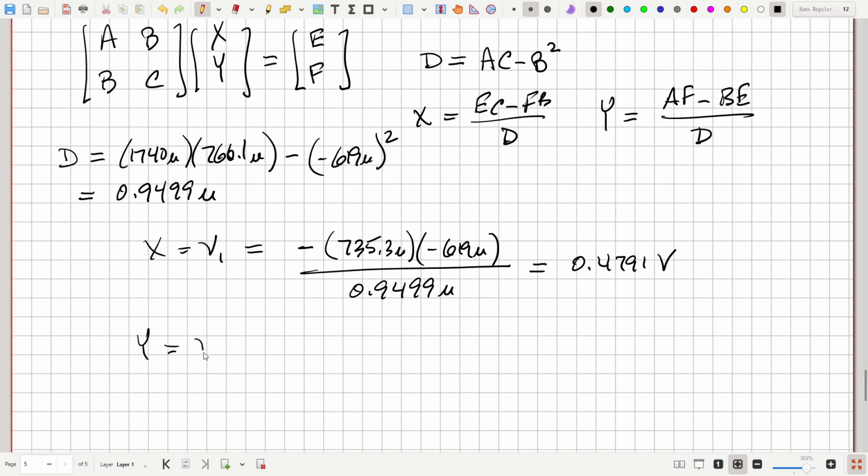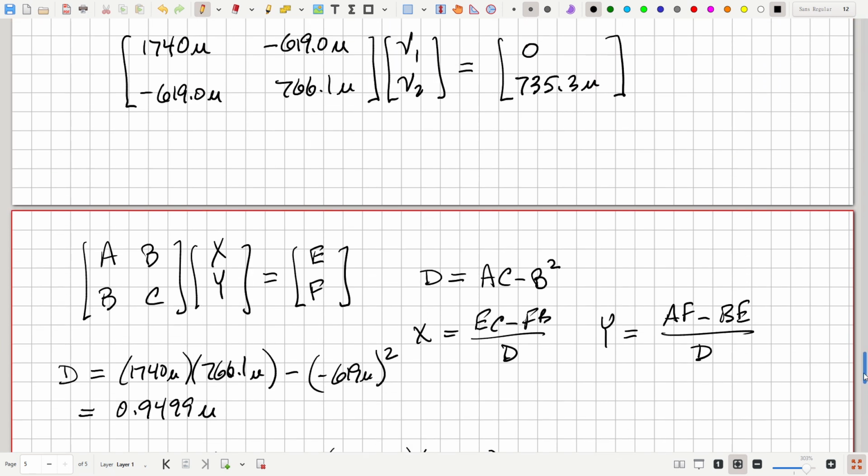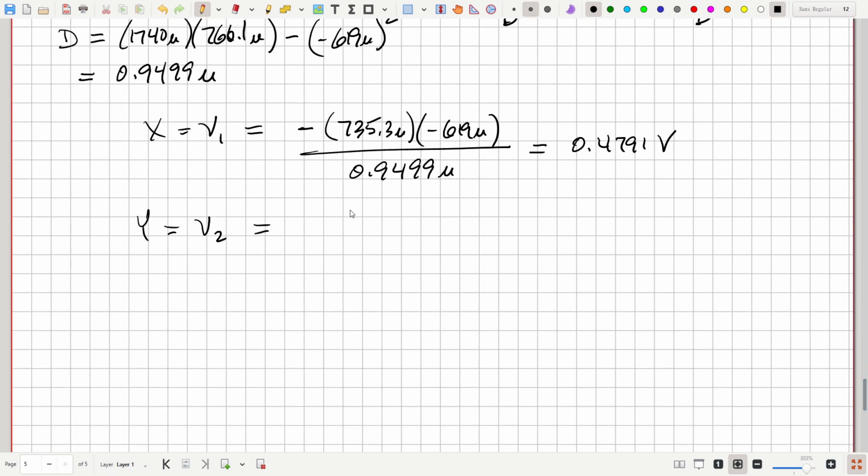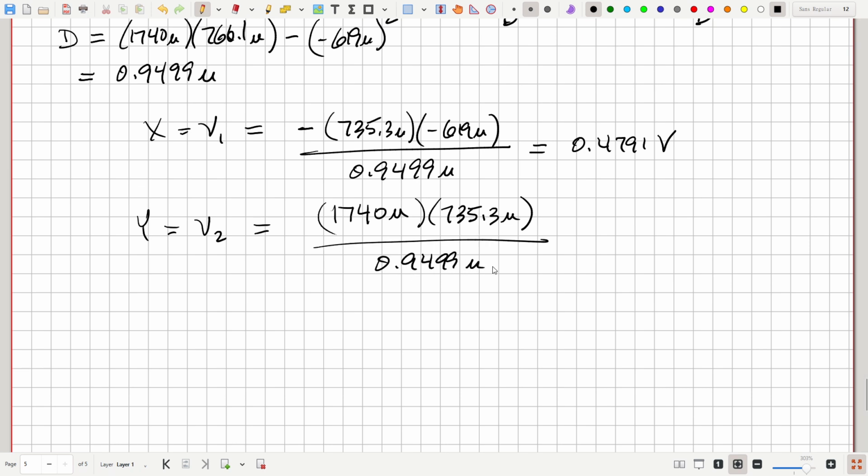And then Y, which would be our V2, would be this expression. AF, that's non-zero, minus BE, and E is 0. So we're just going to get the AF term. This times that. So that's going to be 1740 micro times 735.3 micro over 0.9499 micro. And that is 1.347 volts. So we have solved this circuit for the voltages.